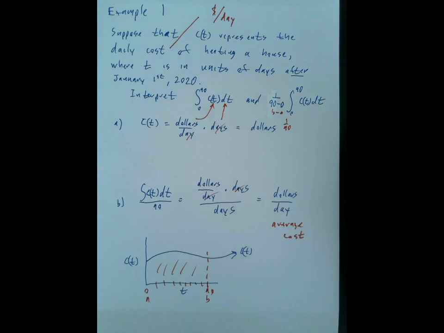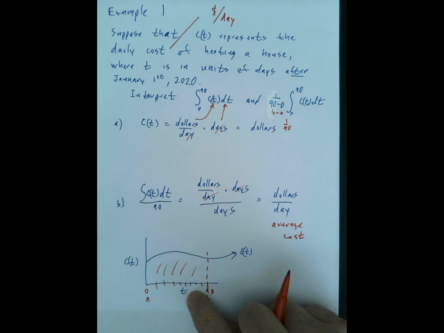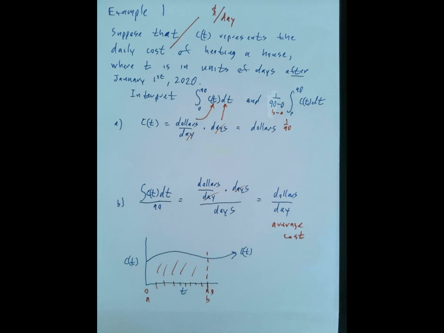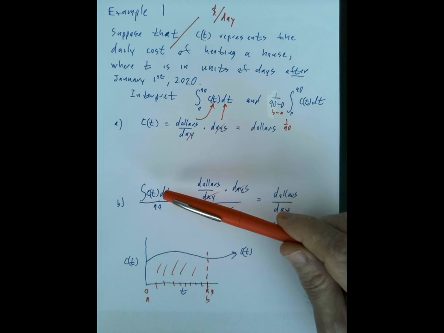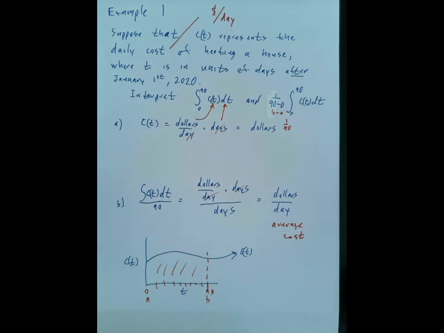Okay, does that make sense? So we just had the total accumulated cost divided by the number of days, which gives us the cost per day, right? It's just that we had to use this integral because the cost of heating a house per day is a continuously varying function.